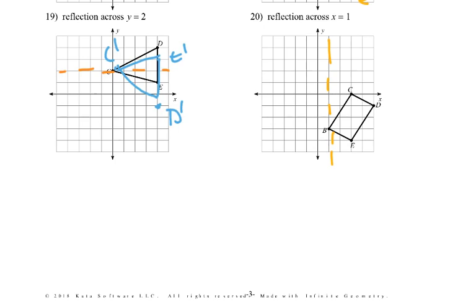For the vertical, B is on the line, so it's also B prime. E is to the right 2, so to the left 2 is going to be E prime. D is to the right 4, it goes to the left 4, and C is 2, so there's C prime. So there's our new shape.